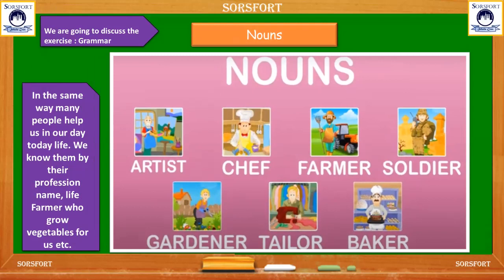Now, in the same way, many people help us in our day-to-day life. We know them by their profession name, like farmer who grows vegetables for us. Like artist who paints pictures, chef who cooks in a restaurant, soldiers who take care of our whole country, gardeners who plant flowers or plants, tailor who makes our dresses, bakers who bake cakes, cookies, donuts, etc. So these are profession names. We know them as per their profession. These are also naming words.